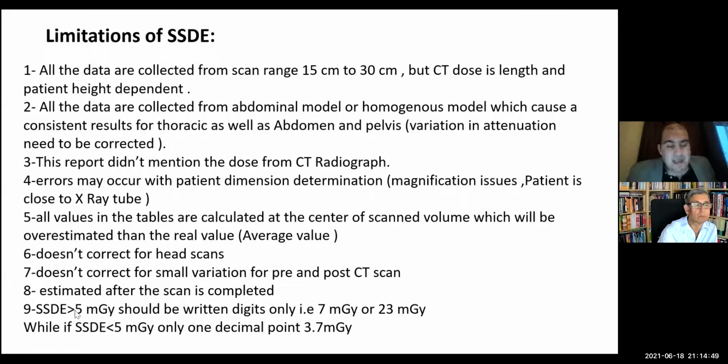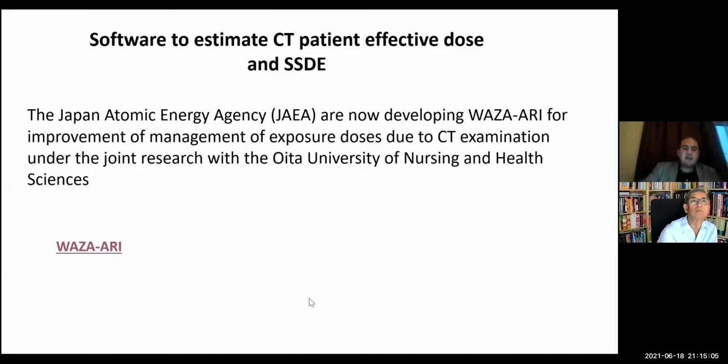Also, it gives us some limitations. If the size-specific dose estimate is greater than 5 mGy, it should be written in two digits only, 7 mGy or 23, for example. But if the size-specific dose estimate is less than 5 mGy, only one decimal point you can put. So all these limitations make us sure that we only estimate the dose; it does not give us an accurate calculation of patient dose for CT.